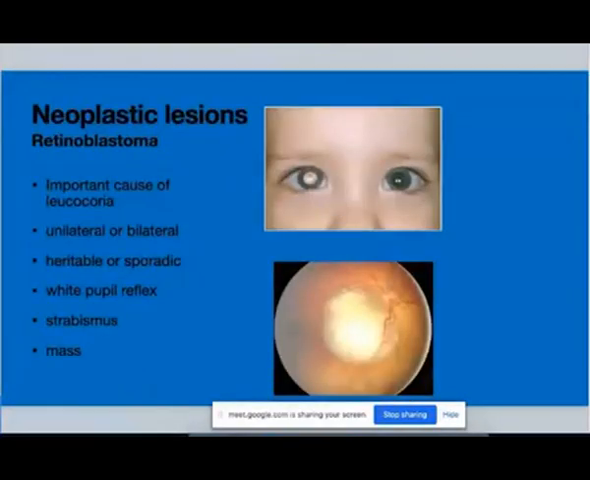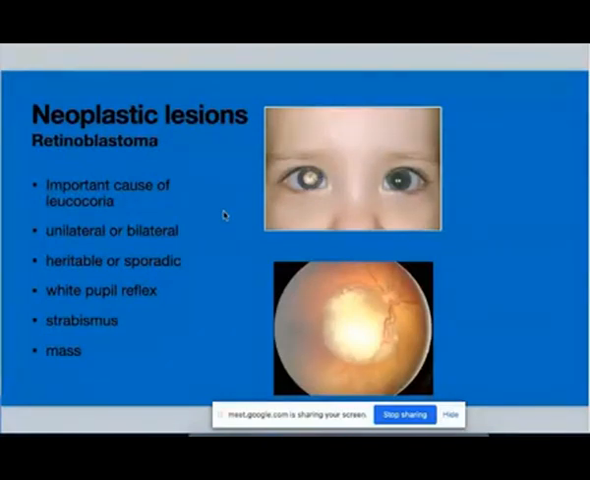Now, our next topic is neoplastic lesions. Let me tell you, in adult patients, we don't really see neoplastic or malignant tumors of the retina. Mainly, we see them in small infants or neonates. In adults, we usually see metastatic lesions to the choroid underlying the retina. So discussing the neoplastic lesion in a child, retinoblastoma is a very, very important cause of leukocoria. Leukocoria means a white pupil.